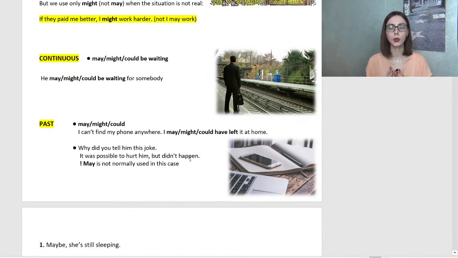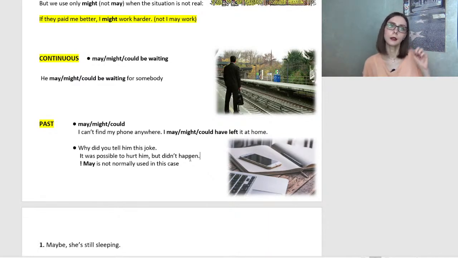And you will always use have, and it doesn't matter if it's he or she, because you look at may, might, and could. So I may have left it at home, I might have left it at home. By the way, instead of saying might have, you can say might've. I might've left it at home, or I could've left it at home. It means could have left. So this is how past works.